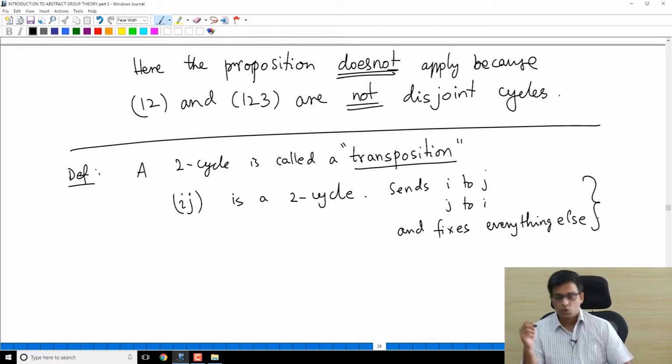So permutations which are 2 cycles are easy. They just change i to j, j to i, and fix everything else. They are called transpositions because they are just transposing i and j. So we are putting i in place of j, j in place of i. We transpose them and we don't disturb the other indices.